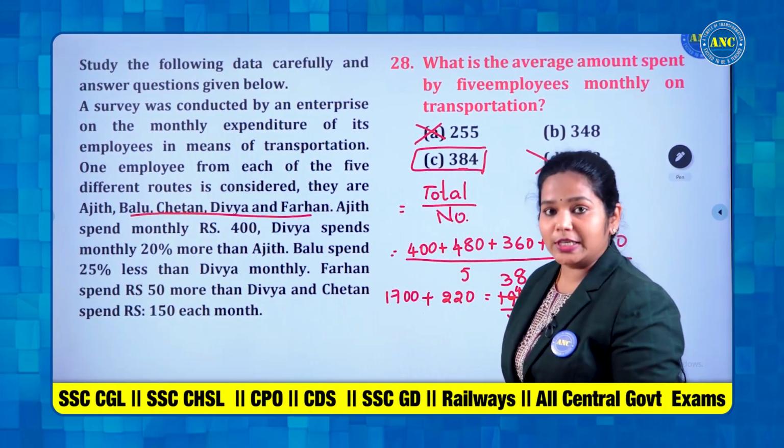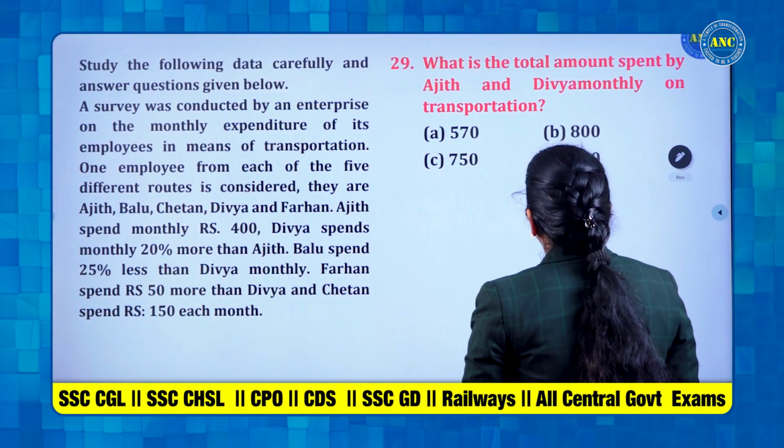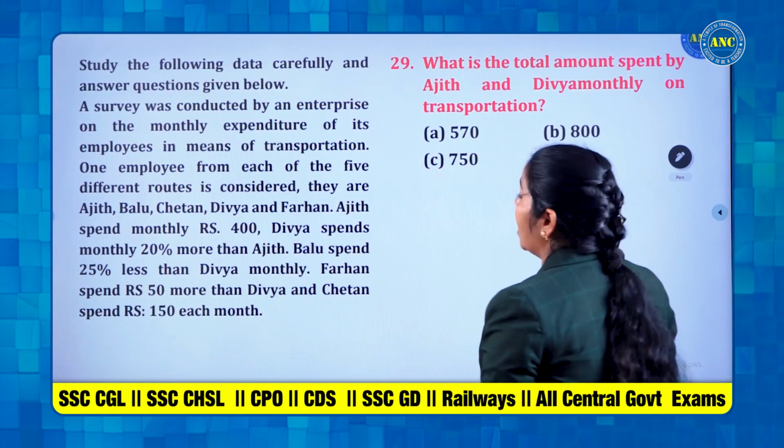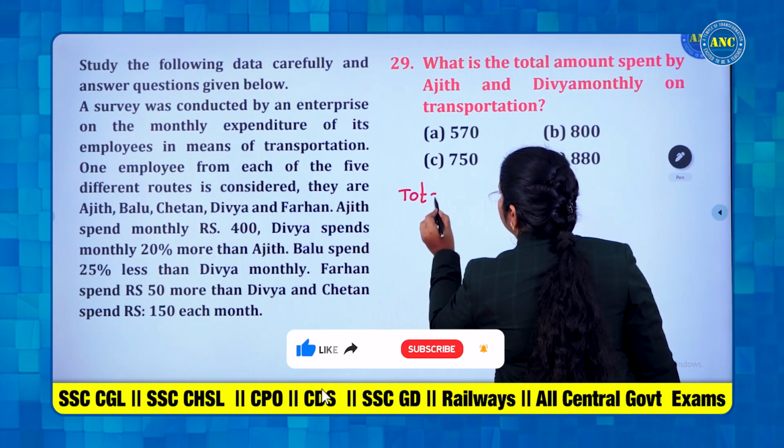Can we go for the next question? Question number 25. What is the total amount spent by Ajit and Divya monthly on transportation? Simple. Total amount of Ajit and Divya.